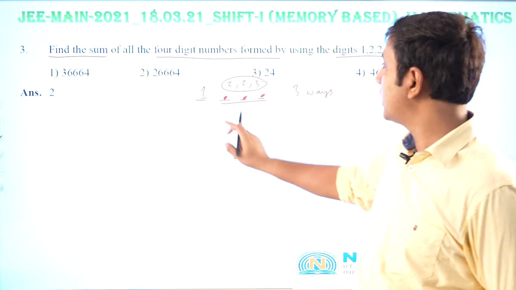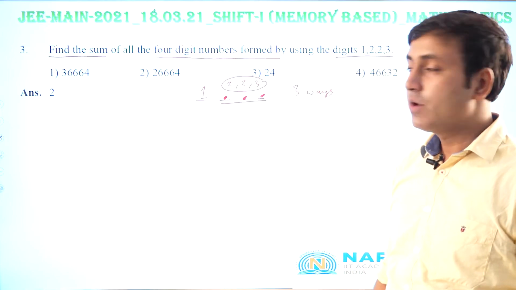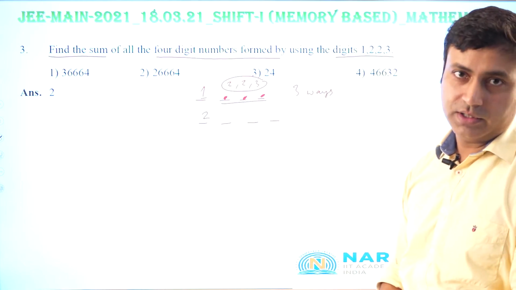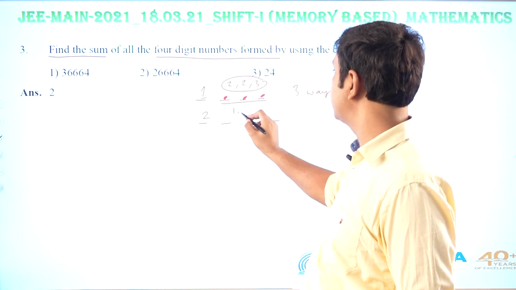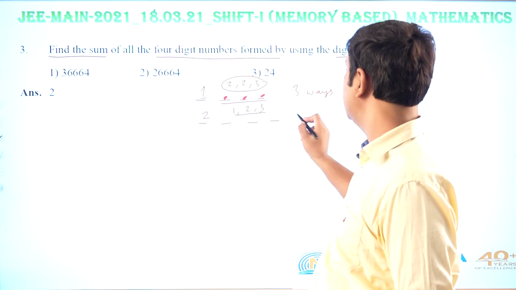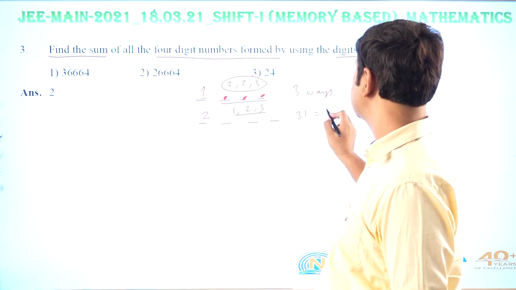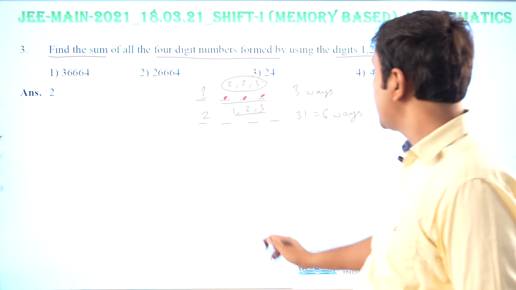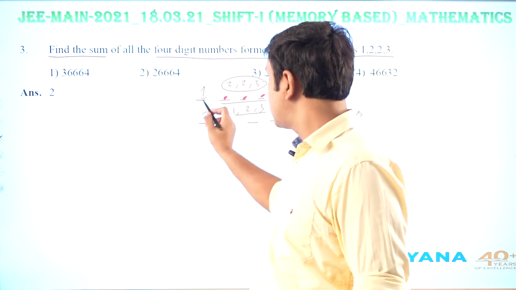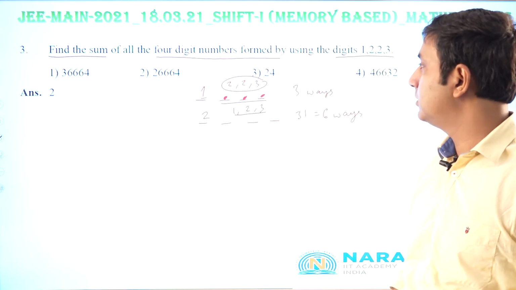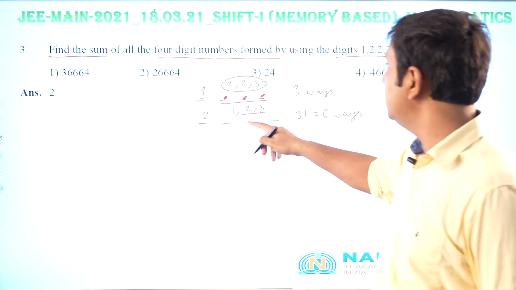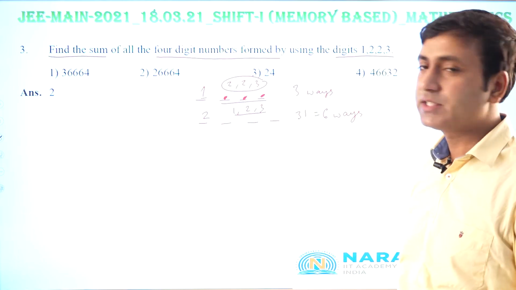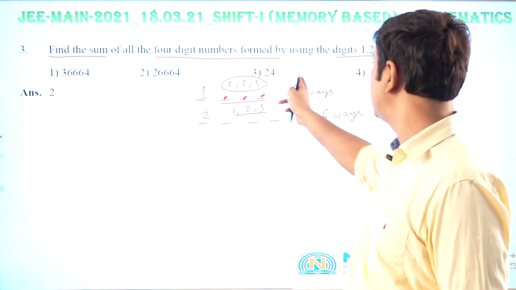1 and 3 will occur at all these places thrice, whereas 2, if I fix 2 here, then it will be different, because then the numbers that are arranging are 1, 2, 3, and then it is 3 factorial, which is 6 ways. No problem? Now, the contribution of 1 in each place will be 1 into 3, and contribution of 2 in each place will be 2 into 6. Contribution of 3 similarly will be 3 into 3.